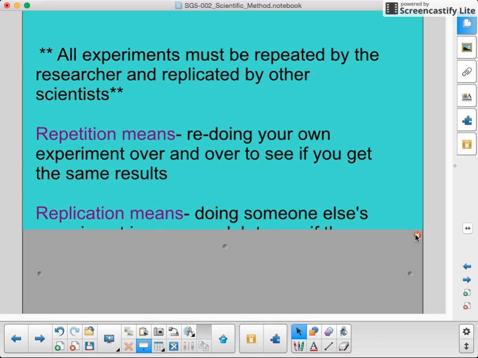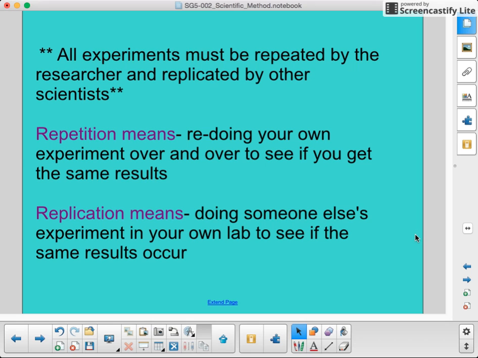Replication means doing someone else's experiment in your own lab to see if you get the same results that they did. It's possible that that original researcher got the same results over and over because they made the same mistake over and over, or perhaps those results only occur in that particular setting.